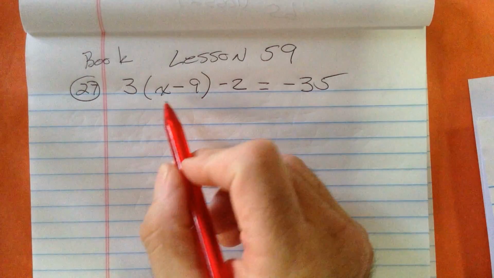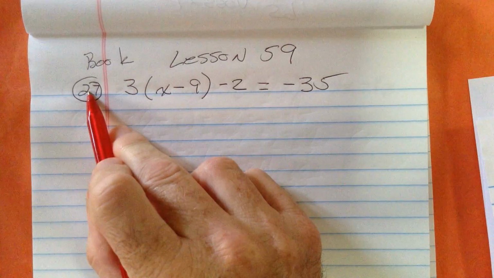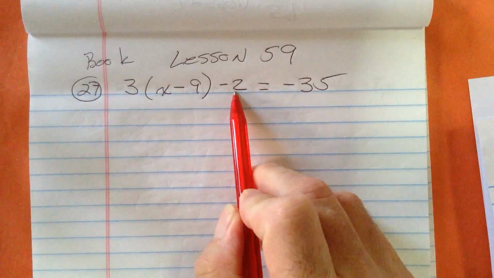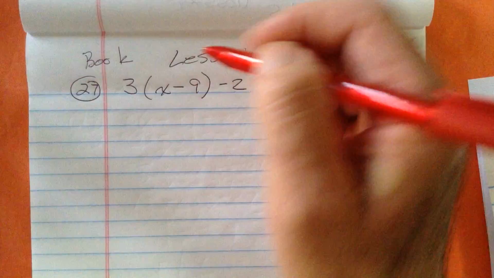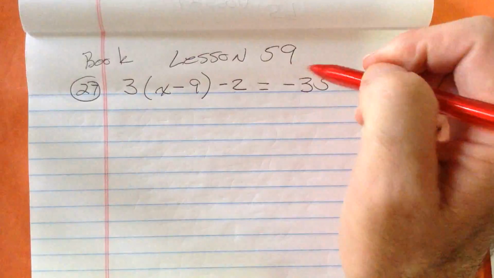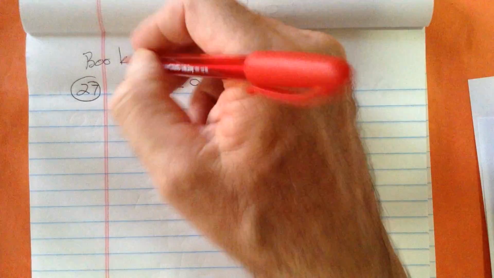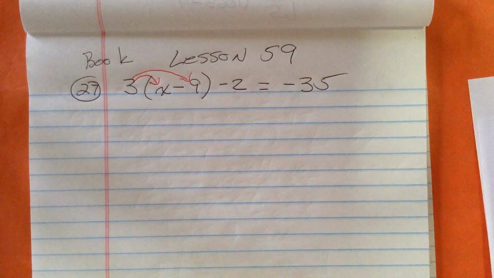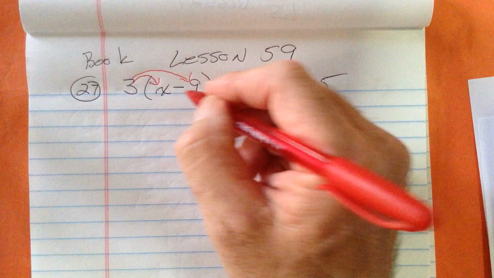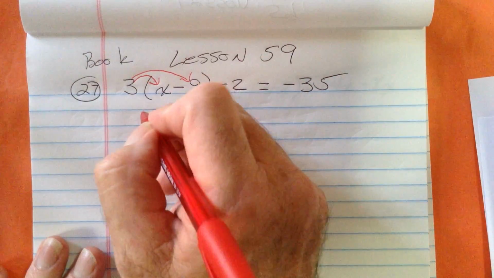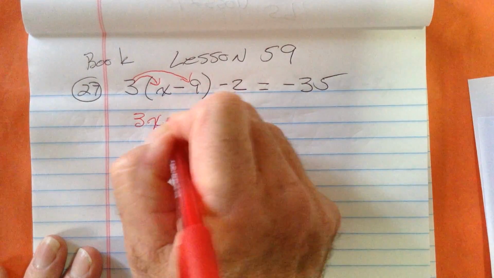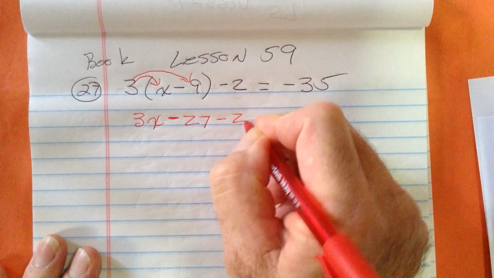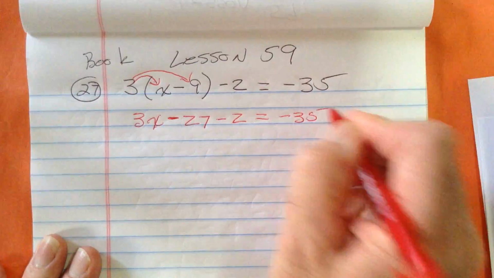Just like here, the first one, number 27 from the book, I got 3 times x minus 9 minus 2 equals negative 35. So the first step of this multi-step problem is I got to distribute. I got to get rid of these parentheses by distributing the 3 to the x and to the negative 9. So here it becomes 3x minus 27 minus 2 equals negative 35.